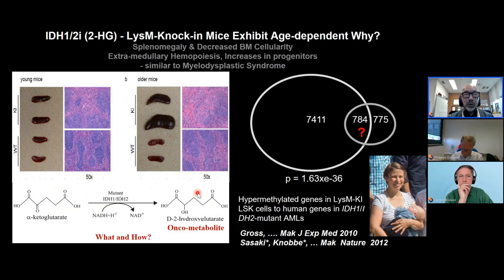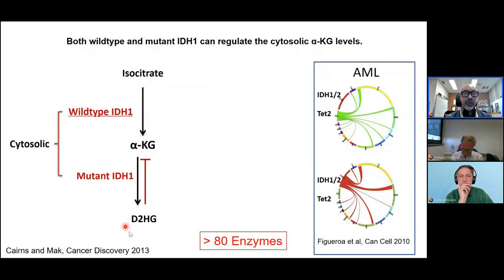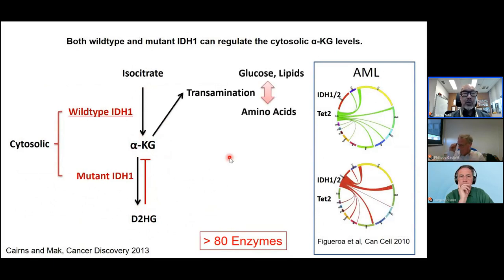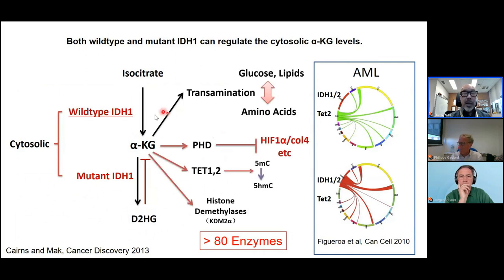So how does an oncometabolite work? Oncometabolite works partly because 2-hydroxyglutarate is very similar to alpha-ketoglutarate in its structure. And in so doing, it is able to modulate alpha-ketoglutarate functions in over 80 enzymes, which involve transaminations, hydroxylations, and epigenetic changes. As you can see, alpha-ketoglutarate and TET1 and TET2 are in a sequence on the way to convert 5-methylcytosine to 5-hydroxymethylcytosine. And for that reason, you can see that TET2 and IDH mutations do not overlap, even though TET2 overlaps with almost every other mutation in AML. Similarly, IDH mutation will overlap with other mutations, but not with TET2.